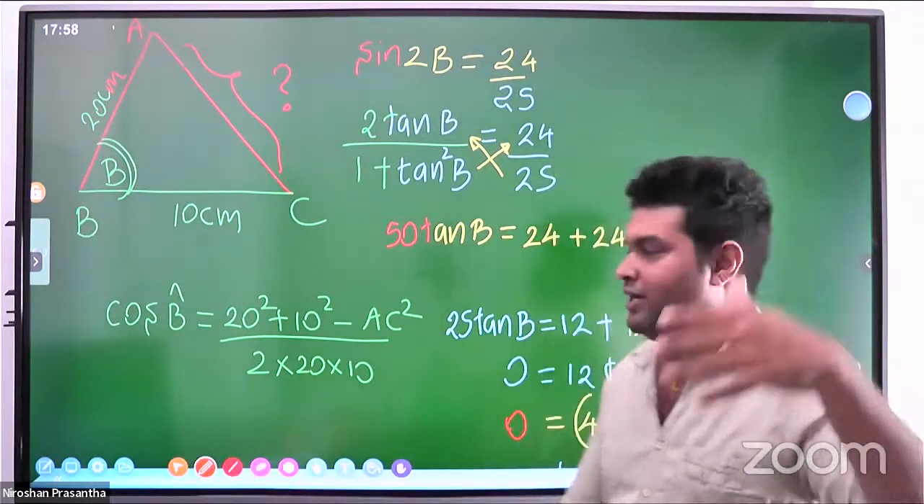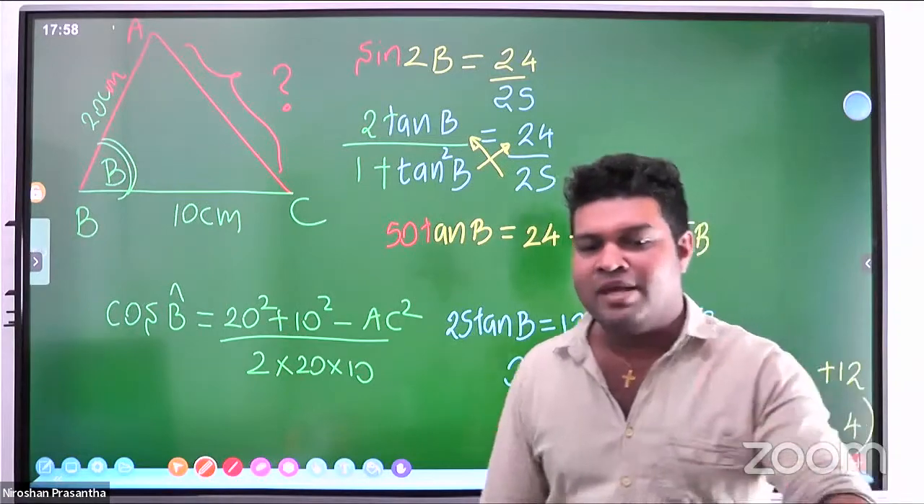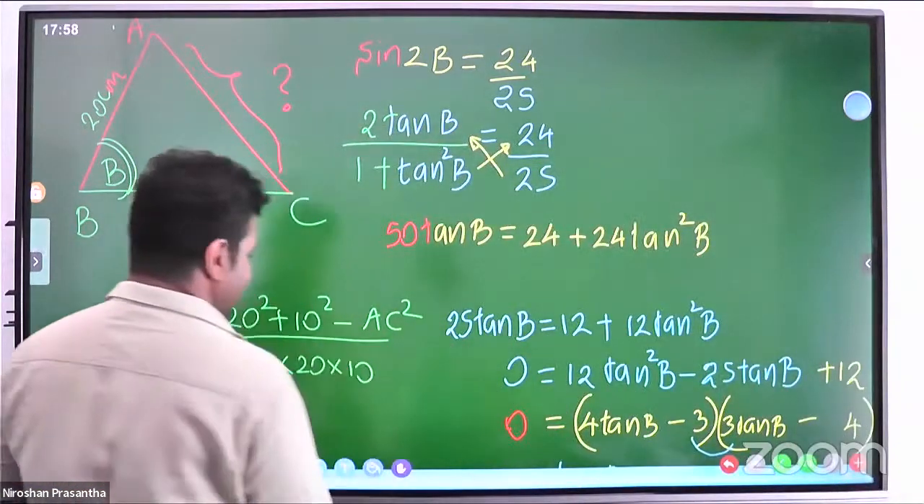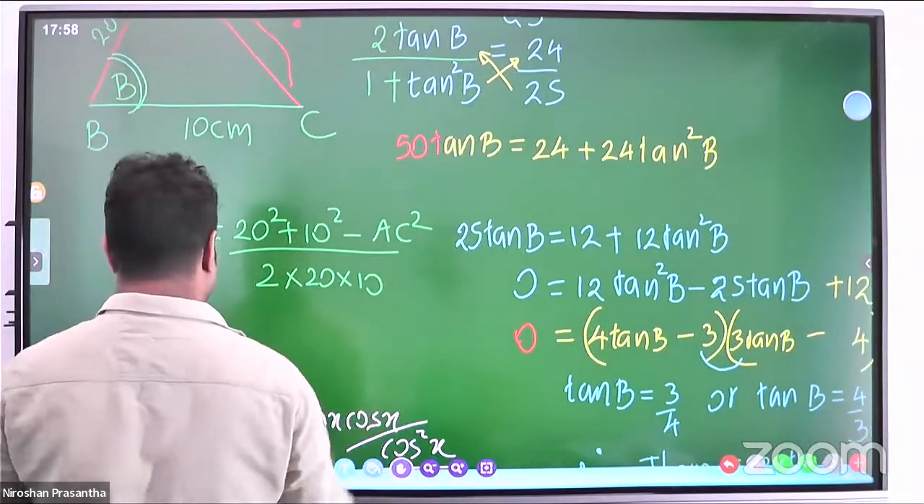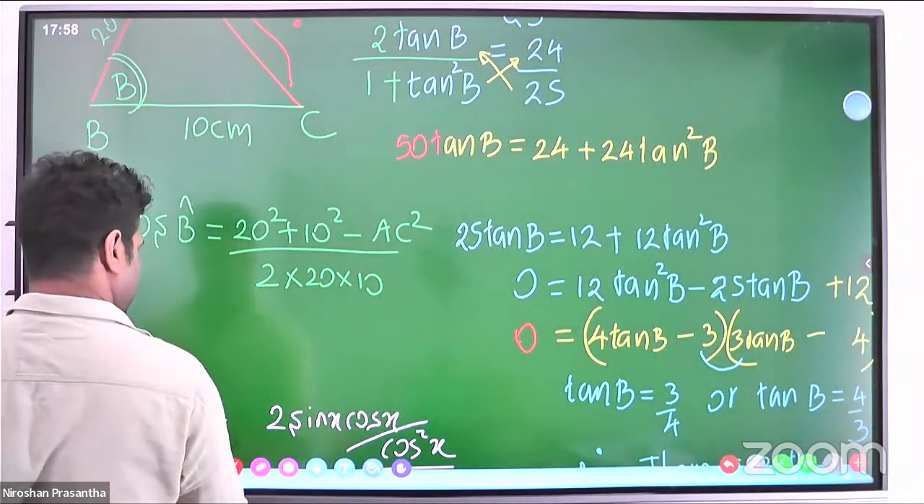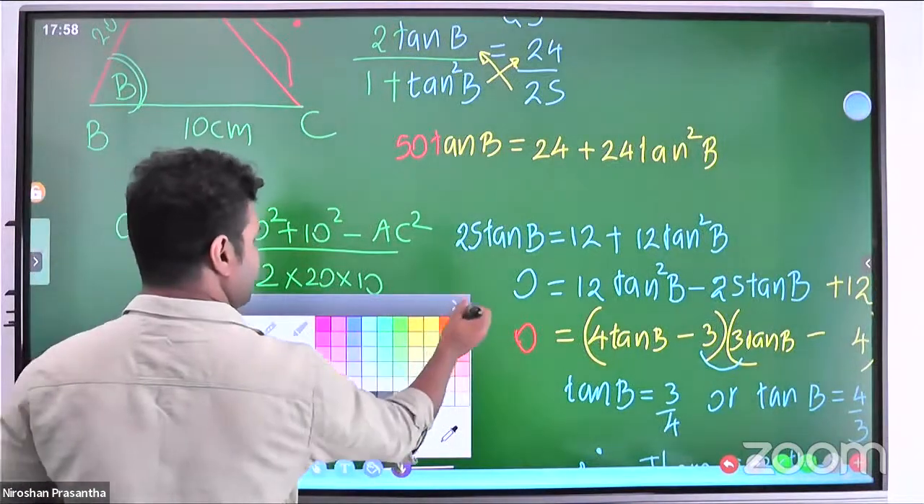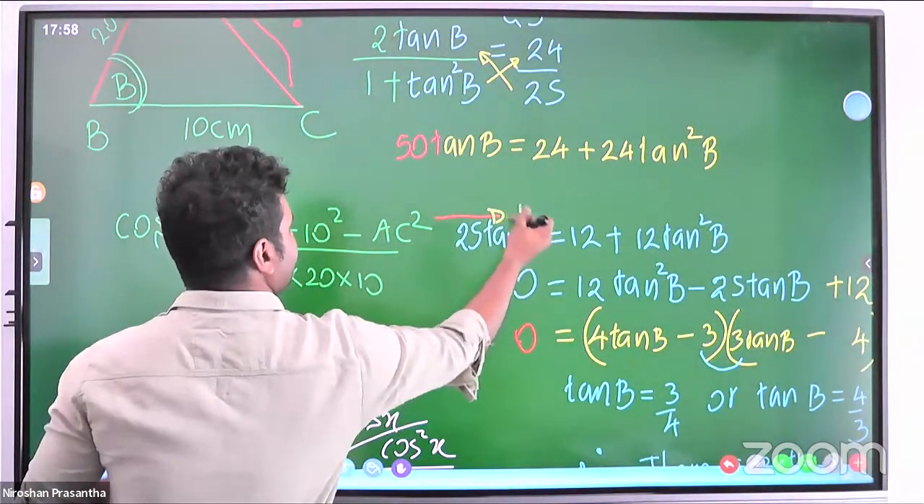Write down. When tan B equal 3 over 4, just draw the triangle. We will make this as 1.